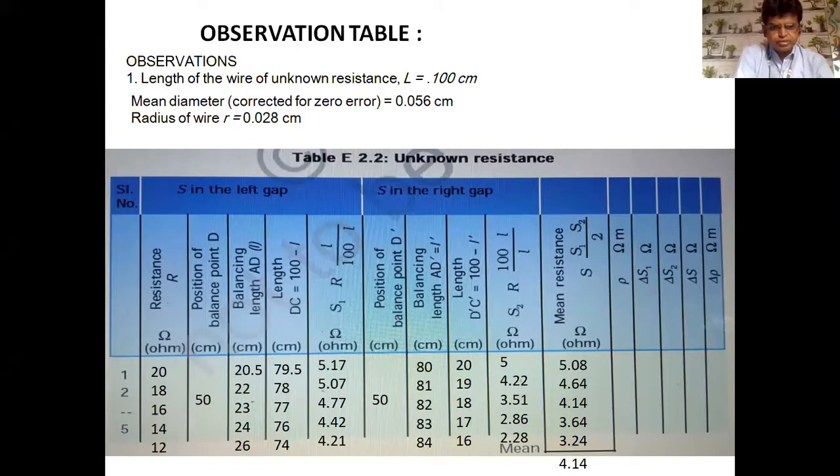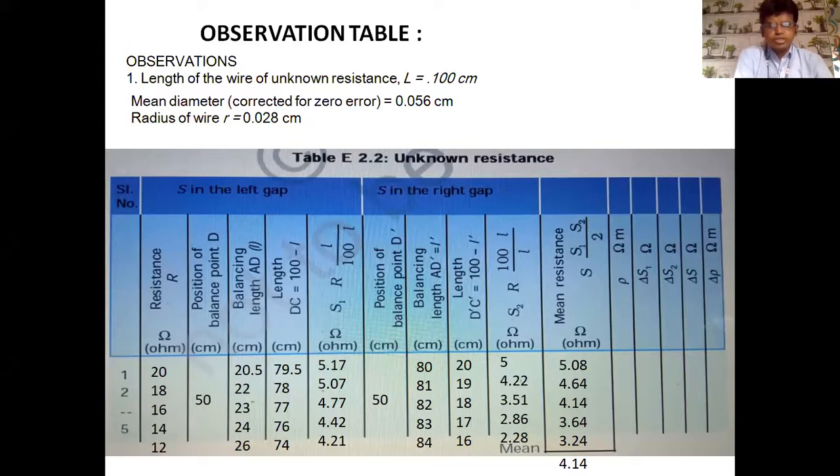So against 20 we found the value 20.5, against 18, 22, and the remaining values we have written here. And after that, the calculation of DC. How is DC possible? Now the value of AD minus L means 100 minus L. So we found the value of DC. Now S1.